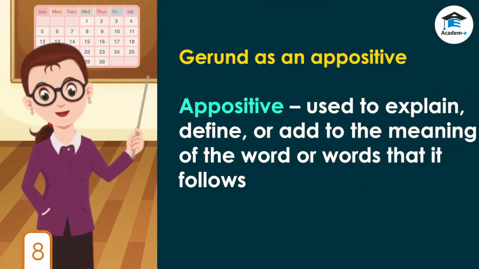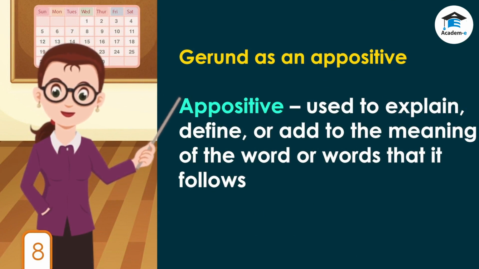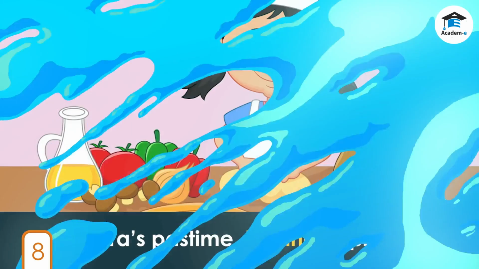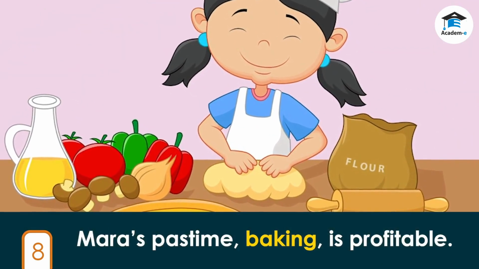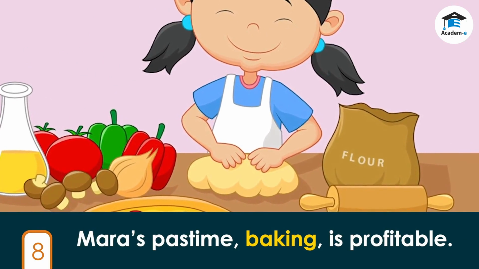Gerund as an appositive. Recall that an appositive is used to explain, define, or add to the meaning of the word or words that it follows. Example: Mara's pastime, baking, is profitable. Baking defines Mara's pastime. It functions as an appositive.